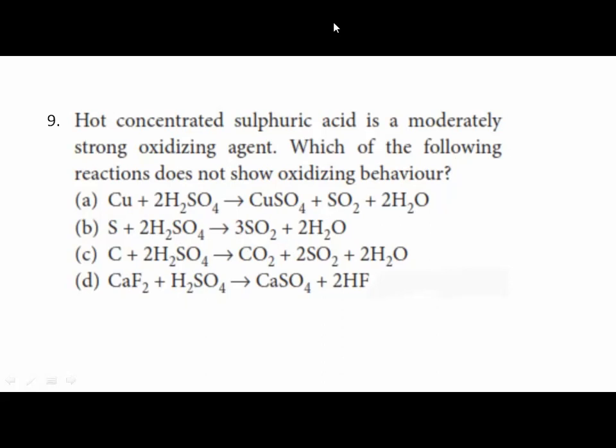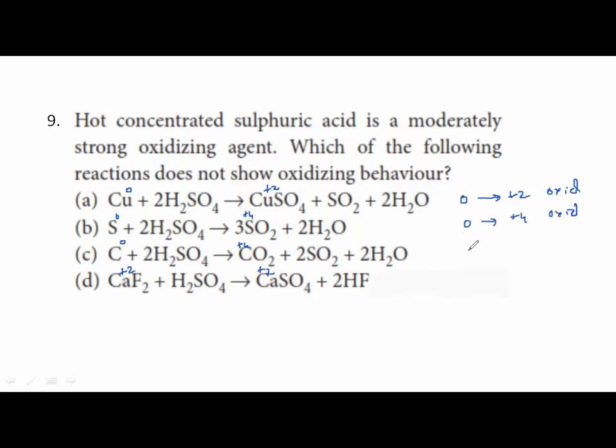Rather than going there, we'll write it here only. Cu is 0 here, it is becoming plus 2. Then sulfur is 0, here minus 2, minus 2, so 4. Here it is becoming plus 4. Then carbon is 0, elemental state, here it is plus 4. Then calcium is plus 2, here also it is plus 2. So in the first option, the oxidation state is changing from 0 to plus 2: loss of electrons, oxidation is occurring. Sulfur 0 to plus 4, again loss of 4 electrons, oxidation is taking place.